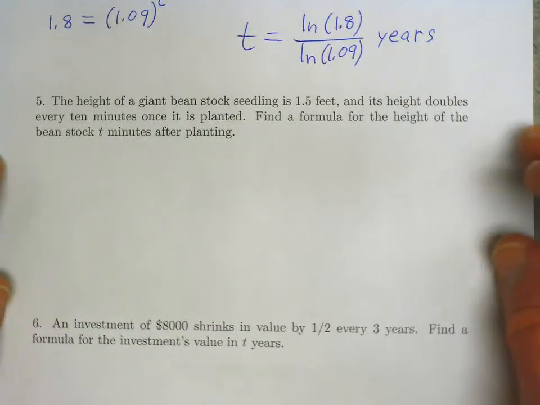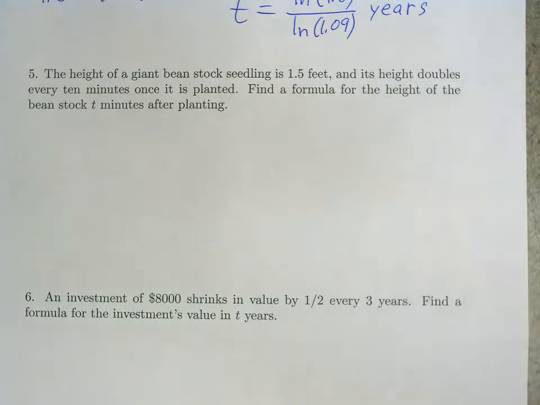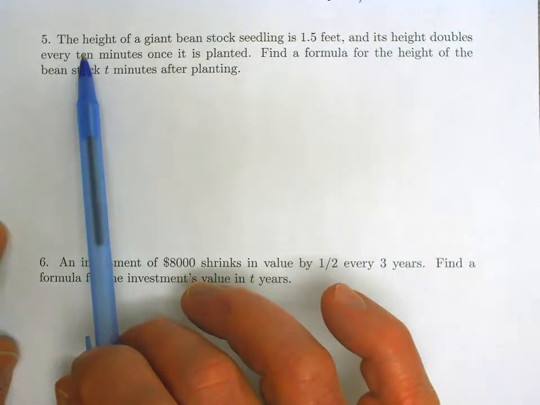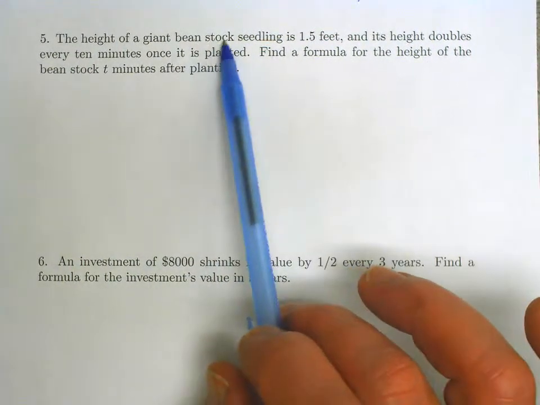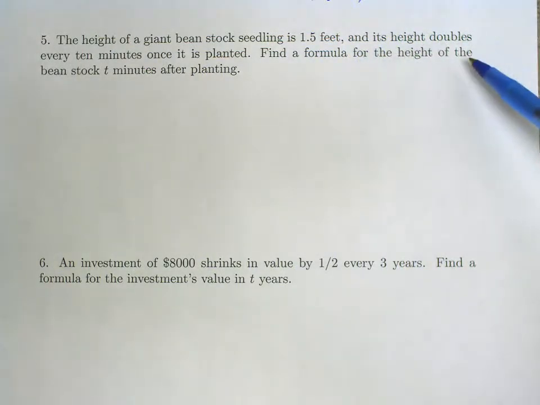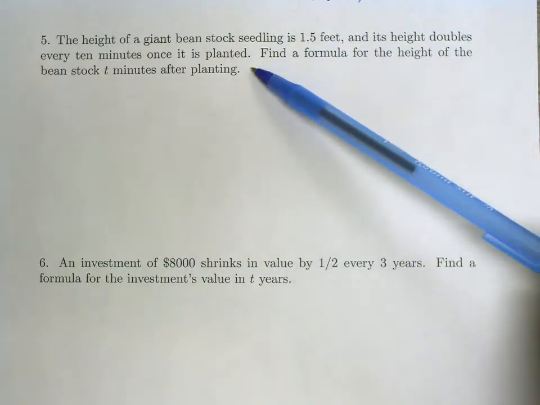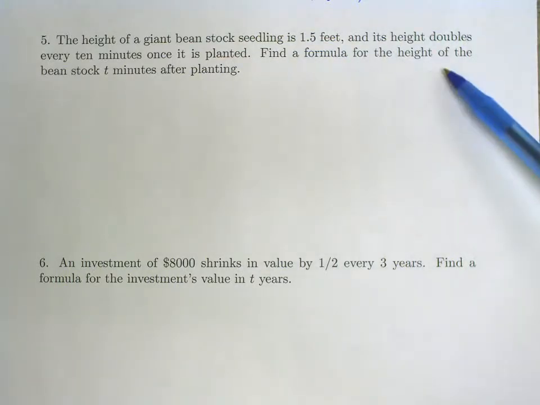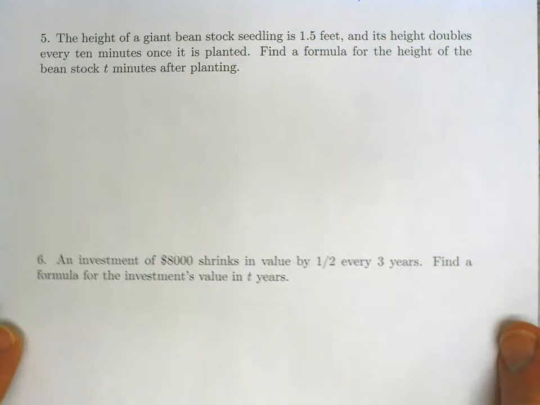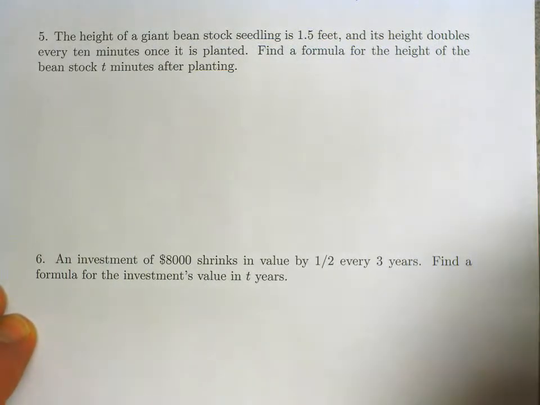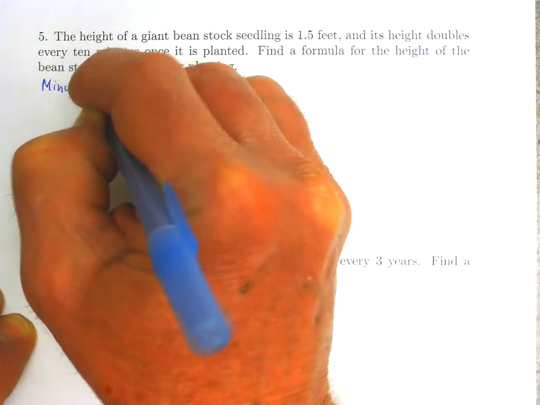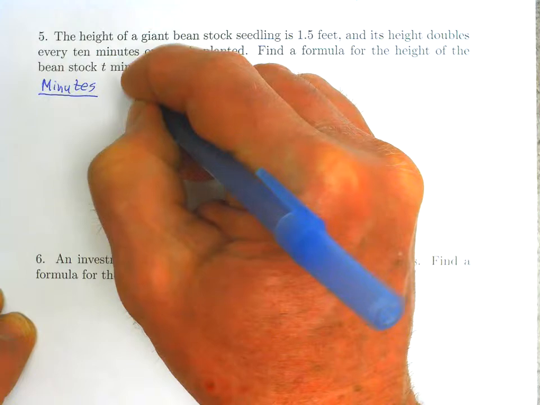Okay, the next part, so this one says the height of a giant beanstalk seedling is 1.5 feet, and its height doubles every 10 minutes once it is planted. So find a formula for the height of the beanstalk t minutes after planting. Okay, so we'll create a column for minutes and then another column for the height.